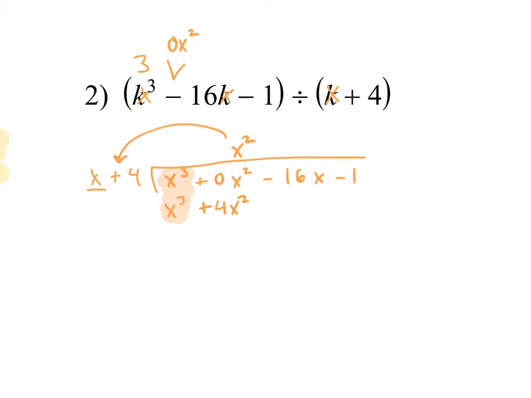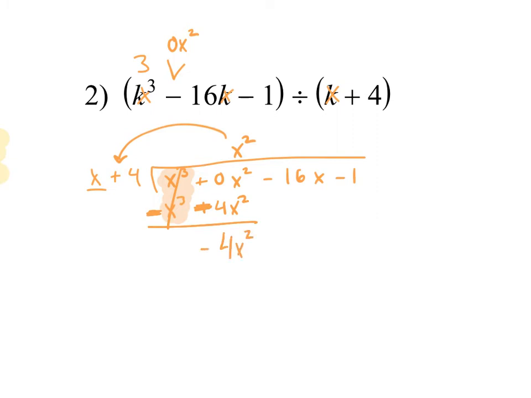What do we have to do next? Change the sign. So this becomes negative and this becomes negative. What's next? We add the two rows together. So what's x cubed minus x cubed? What happens here? They cancel. And then what's 0x squared minus 4x squared?